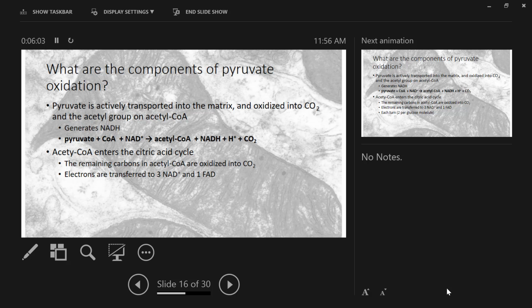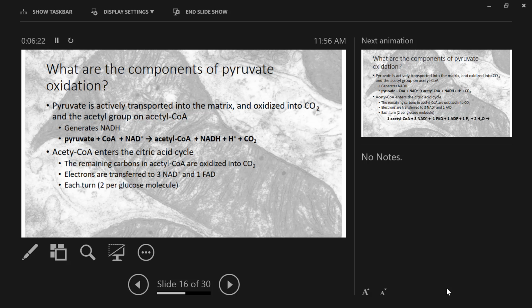How many times do we do the Krebs cycle for every 1 glucose molecule? Twice. Which means for every 1 glucose molecule that goes through the Krebs cycle, we get 6 more NADH and 2 FADH2. Okay?